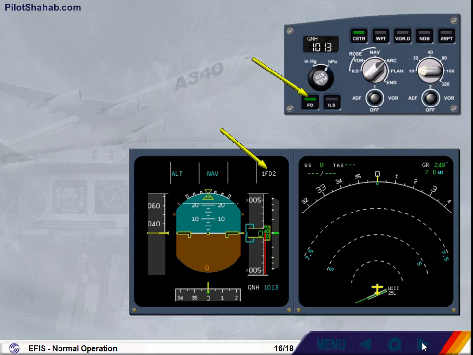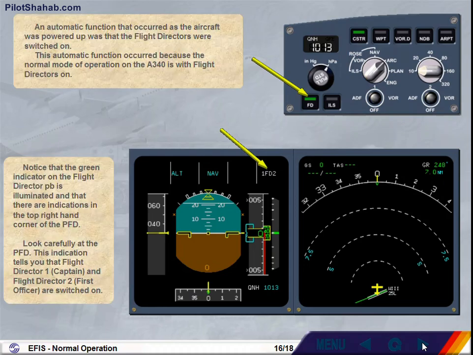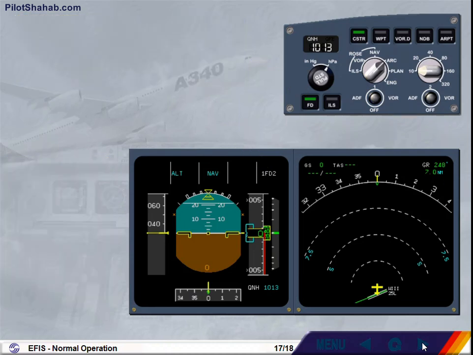Look carefully at the PFD. This indication tells you that Flight Director 1, Captain, and Flight Director 2, First Officer, are switched on. Notice that there are no Flight Director crossbars displayed. This is normal because on the ground they are not required.